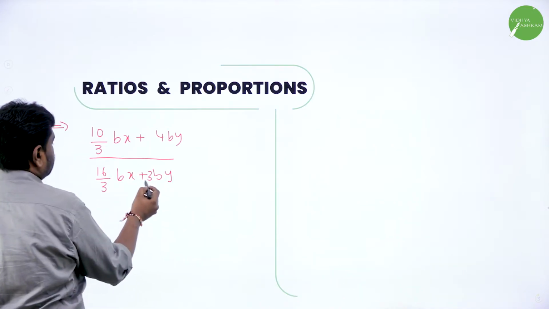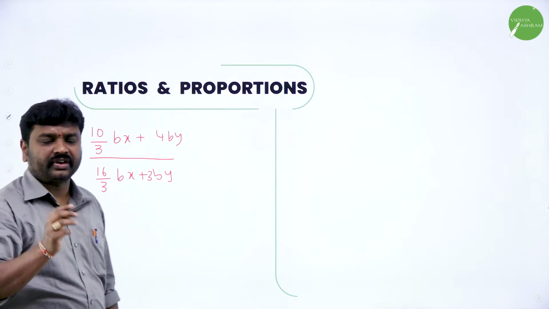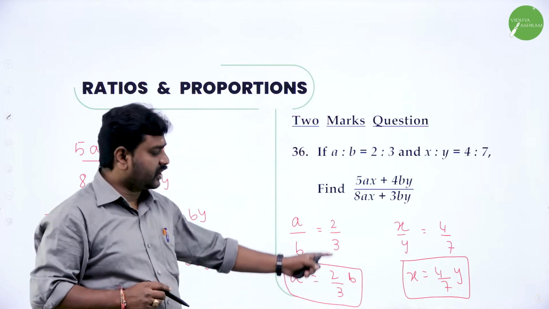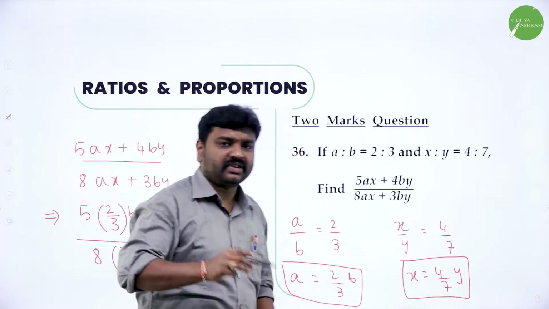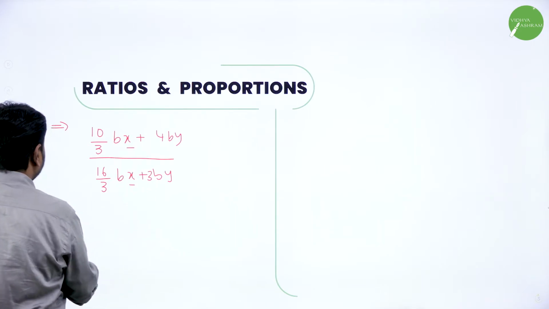See here b matches and we have x. Convert x also, you know the value of x also. What is the value of x? In place of x, put 4 by 7y. Wherever x is there, put 4 by 7y. So in the place of x here, we will put 4 by 7y.